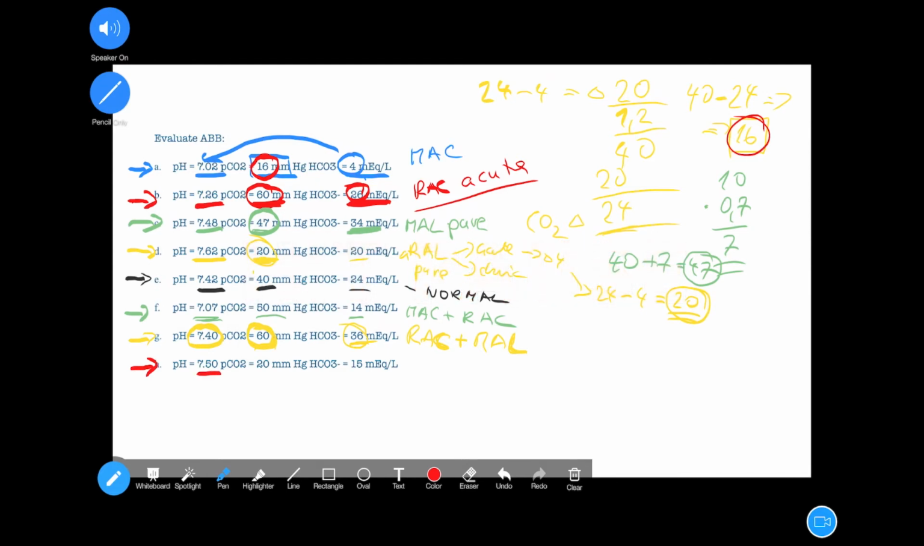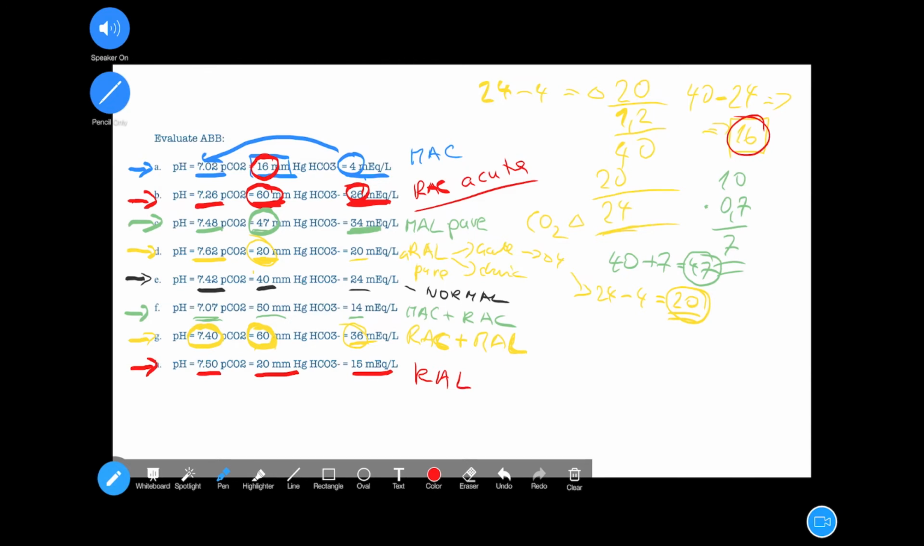So in this case, pH is high. That's alkalosis. Now CO2 is low. That looks like respiratory alkalosis. So it's respiratory alkalosis. And now we have to find out if it's chronic or acute. If you take it for acute, for every 10 which CO2 goes down, you get 2. So this goes by 20. So 2 times 2 is 4. No, it's not, it should have been 20, so that's not fitting.